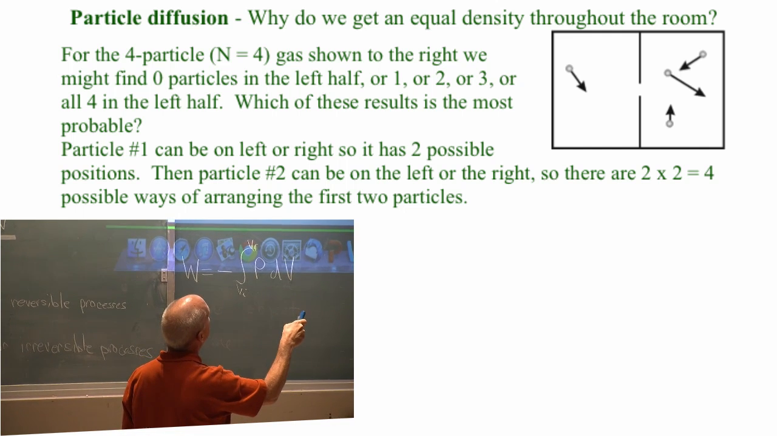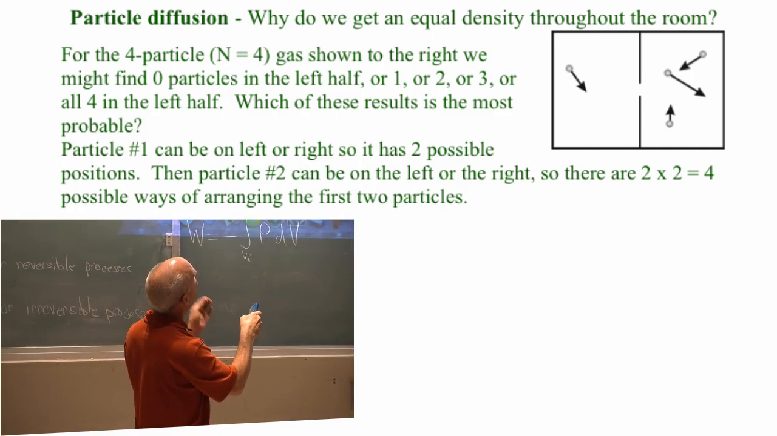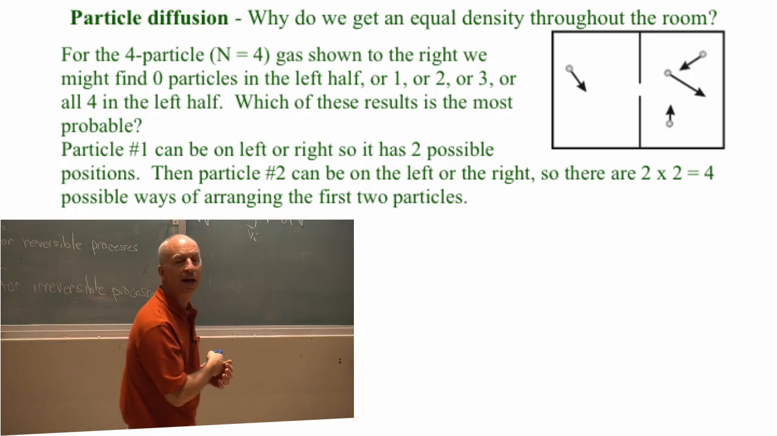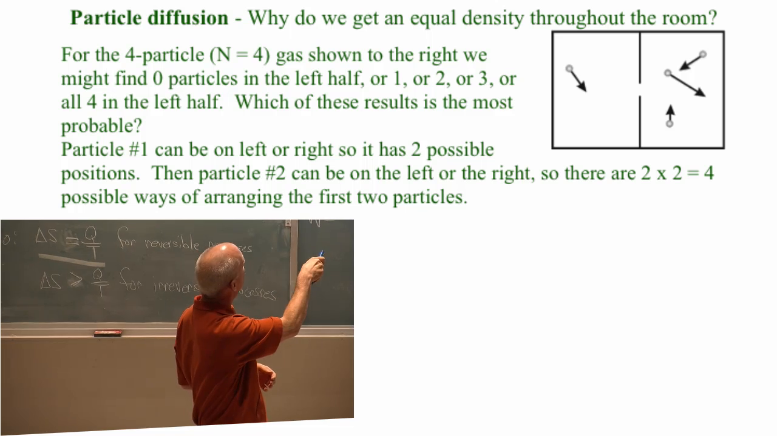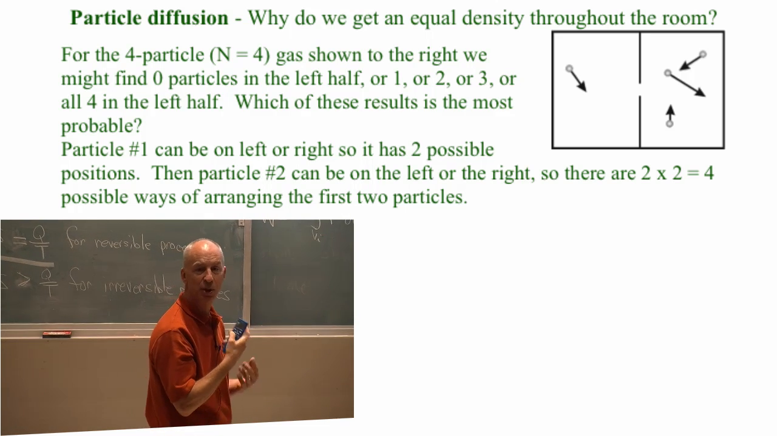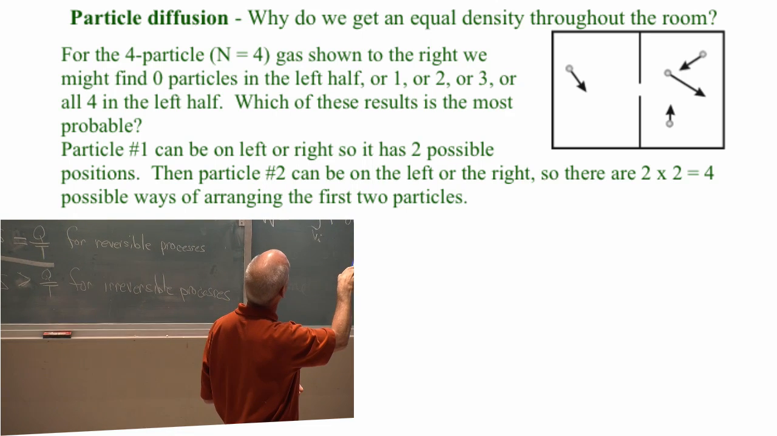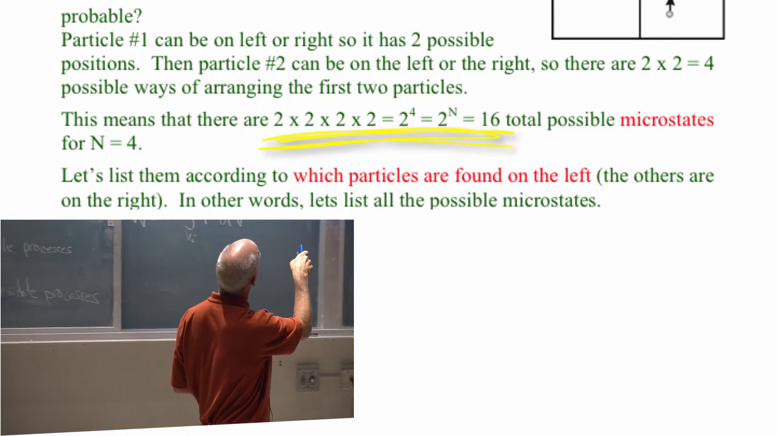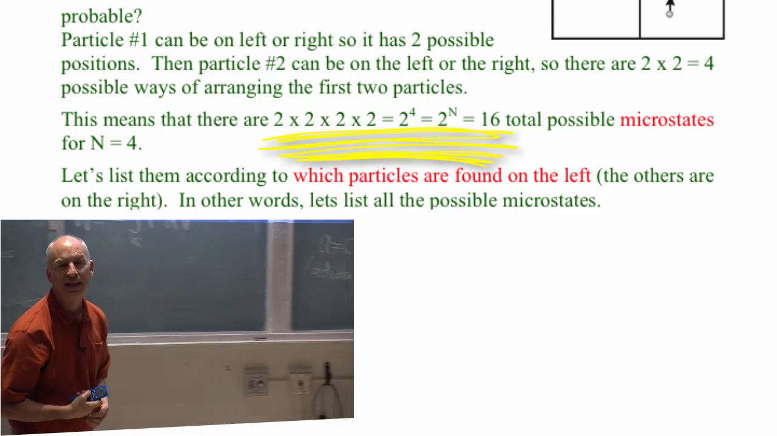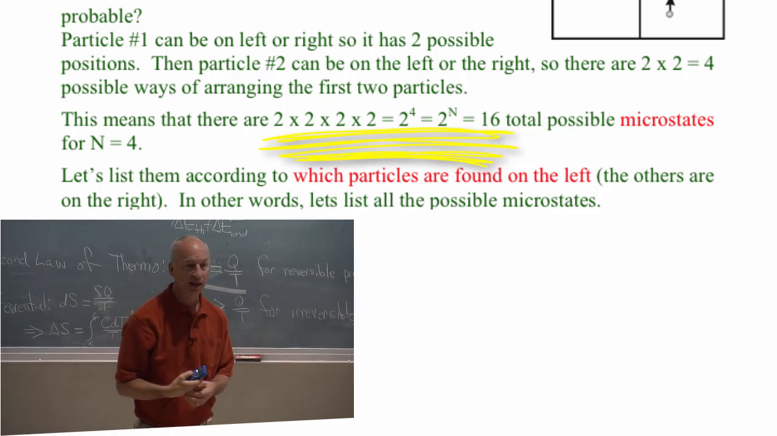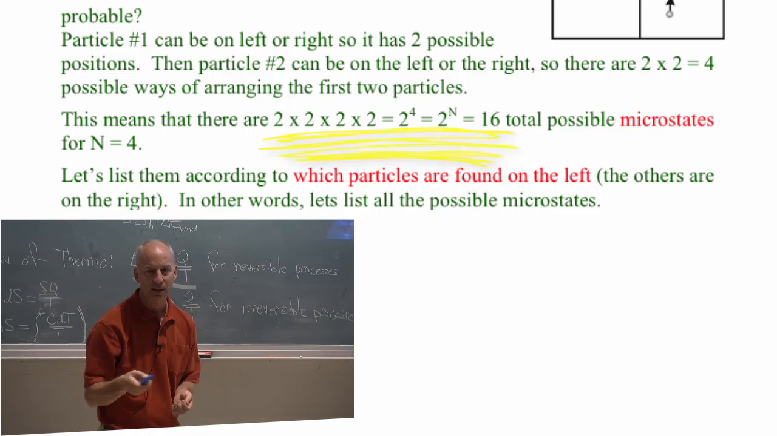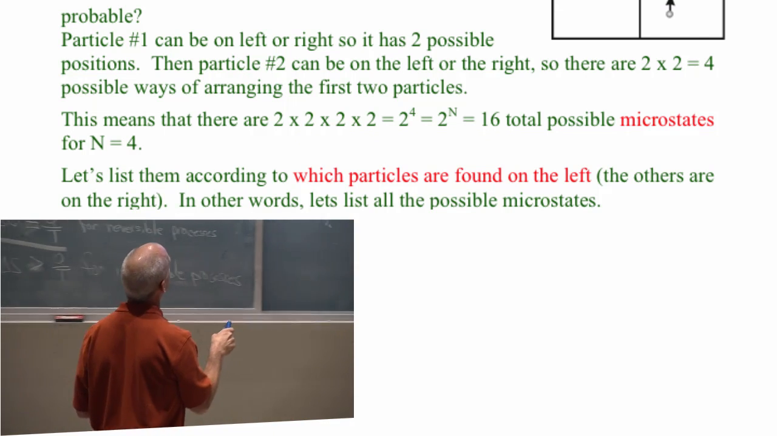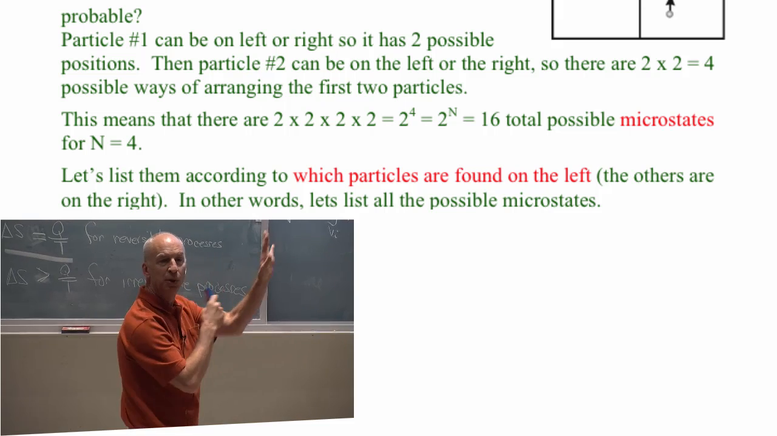For any one of those, if atom number one's on the left, there's two ways for atom number two. If atom number one's on the right, there's two ways for atom number two. So there's four ways, four possible states of the two atoms. For any of those four, atom number three can be either on the right or on the left. So in the end, you multiply all those together and you find out there's 16 possible microstates. If I tell you where each atom is, that's a microstate. There's 16 of those for n equals 4 and two halves of a room.